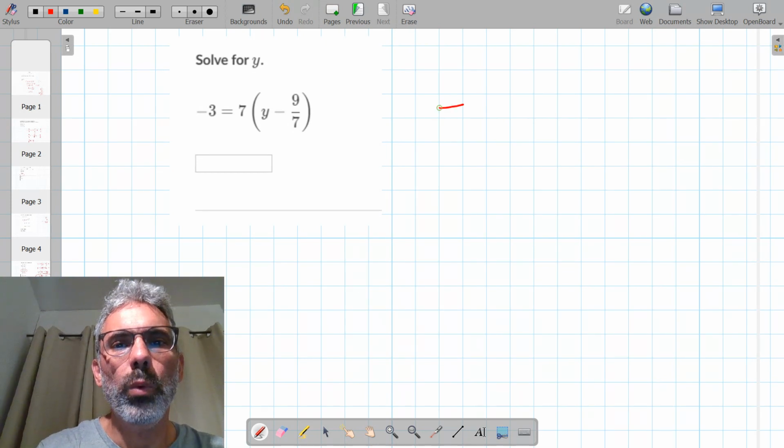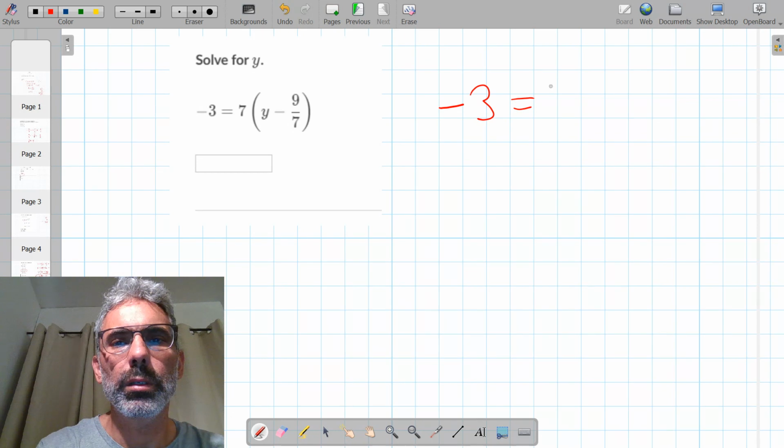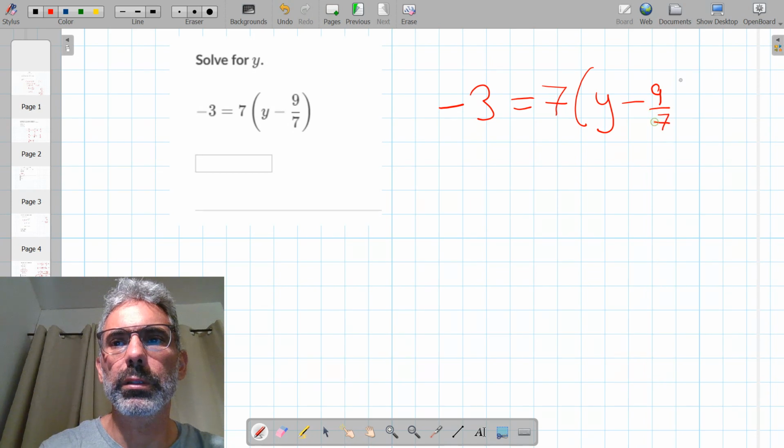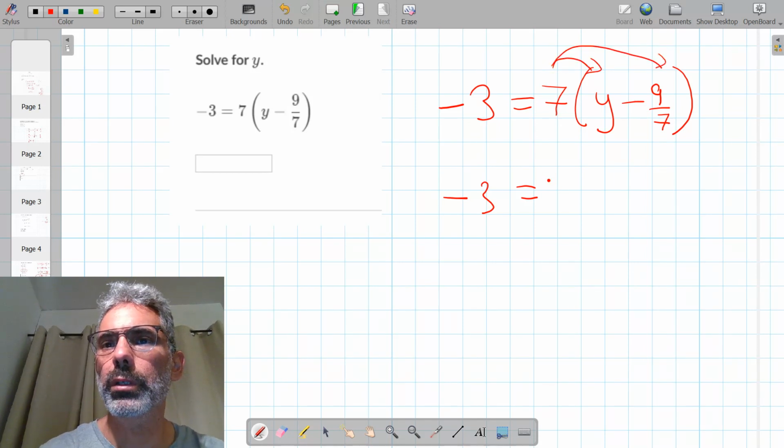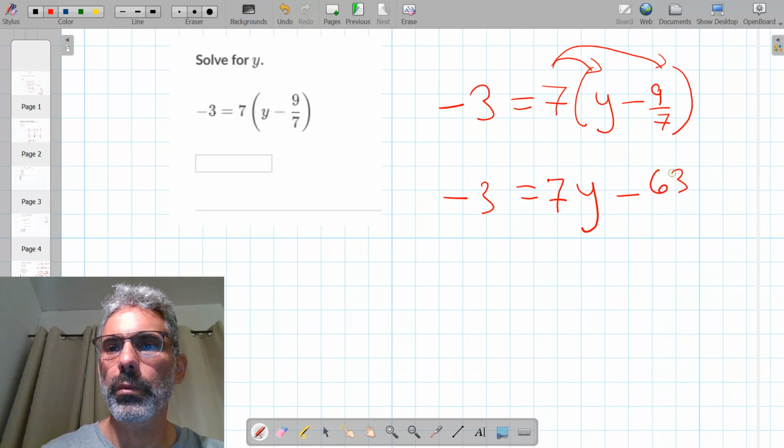Okay, solve for y. -3 equals 7 times y minus 9/7. Okay, so -3 equals 7 times y. We applied the distributive property. So 7 times y is 7y. And 7 times 9 is 63 divided by 7, which is 9.